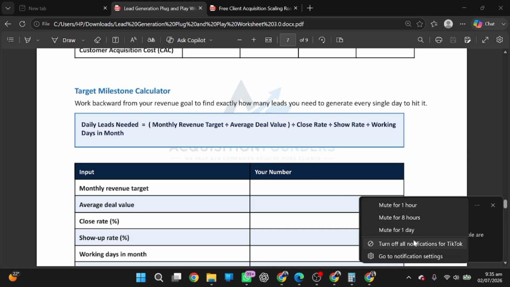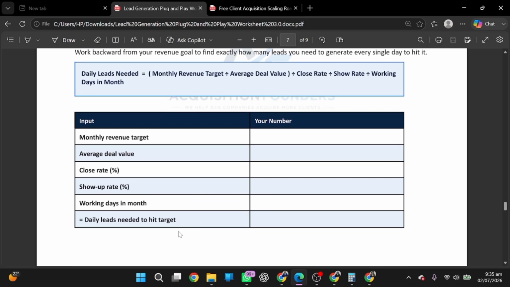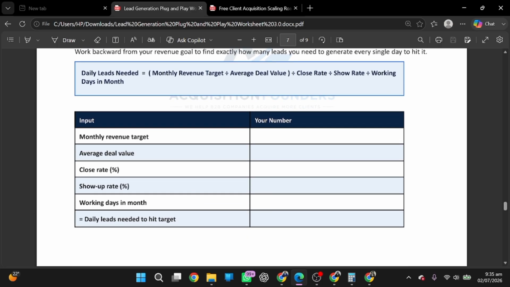Exactly, put in your monthly revenue target, average deal value, your close rate, your show up rate, your working days in a month, and boom, here you have the daily leads needed to hit that target. Basically, you're going to use this formula: monthly revenue target divided by the average deal value, divided by the close rate, divided by the show up rate, divided by the working days in a month.